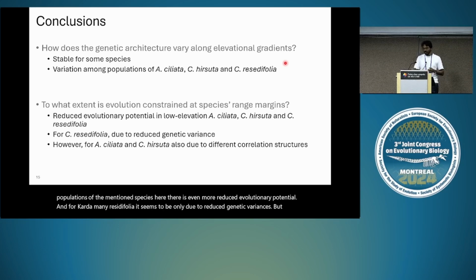for the other two mentioned species, Arabis ciliata and Cardamene hirsuta, we see that it's not just reduced genetic variance, it's also fundamental differences in their correlation structures.